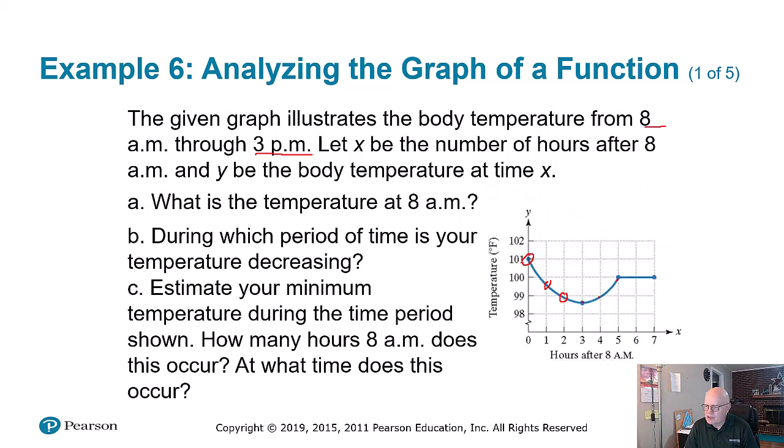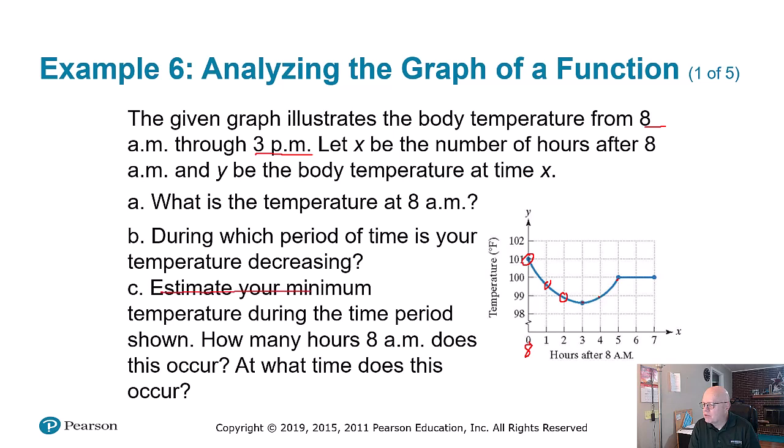Oh, missed something here. What was the temperature at 8 a.m.? Just go over to 8 a.m. This is hours after 8 a.m. So this is 8 a.m. right here. What's the temperature? Just go up here and see how high it is. It's 101. In what period of time is the temperature decreasing? Well, it's going down from 0 to 3 hours after 8 a.m. In other words, 3 to 11, the temperature was getting better.